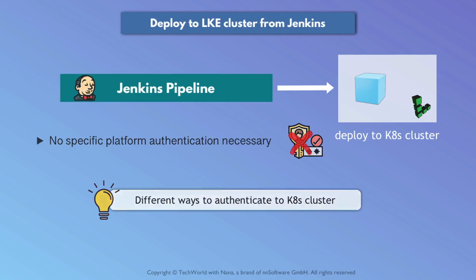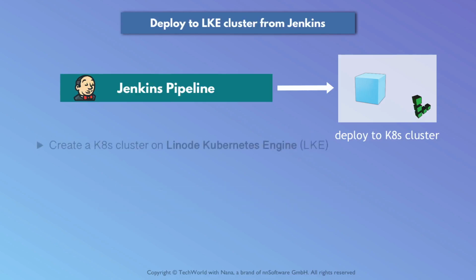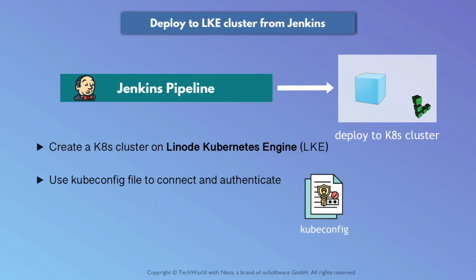So in this part, we're gonna create a Kubernetes cluster, a very simple one with just one node on Linode managed Kubernetes service. And we're gonna use the config file from that Linode cluster in order to connect and authenticate with Kubernetes. And we're gonna see how that works.